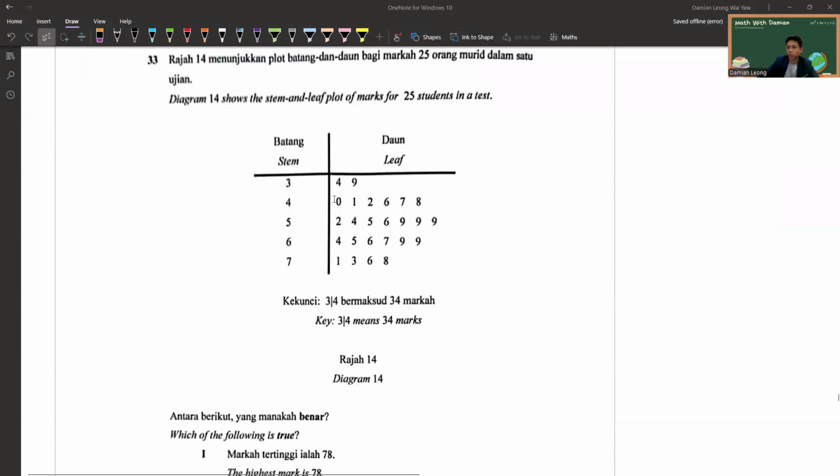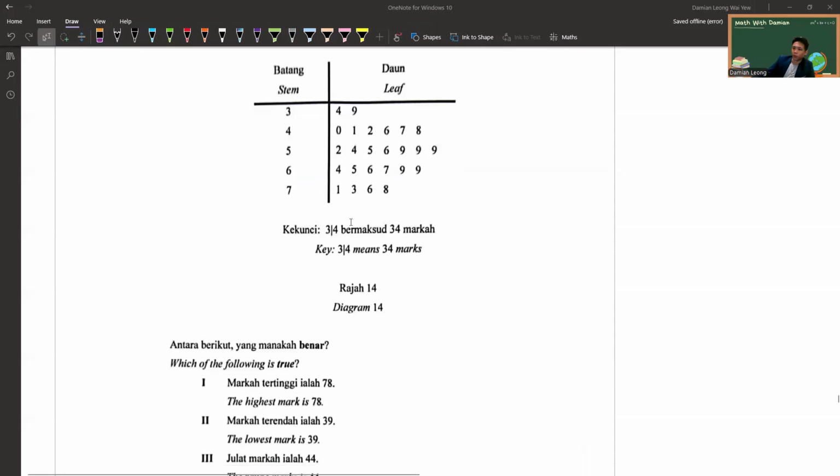Then question 33. Diagram 14 shows a stem and leaf plot of marks for 25 students in the test. So you see I have a stem and leaf diagram. The key here, 3, 4 means 34 marks, so we put the stem and leaf together to form the marks. Which of the following is true? Highest is 78, that's correct. Lowest is 39, is wrong. Lowest should be 34 instead.